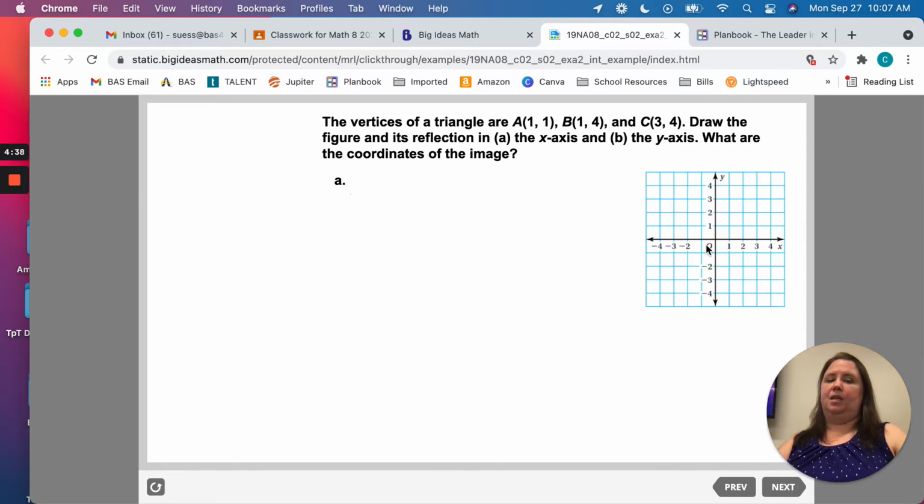Ta-da. And then we're going to list each of these. So where would 1, 1 be? Always start at 0, 0 in the middle. Which way do I go first? To the right 1, and then which way? Up 1. So 1, 1 would be right here.